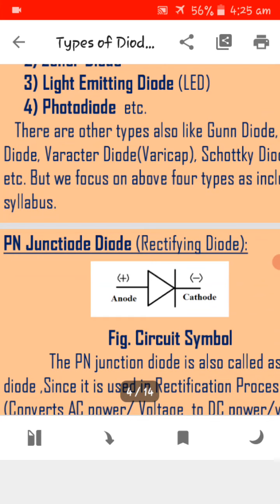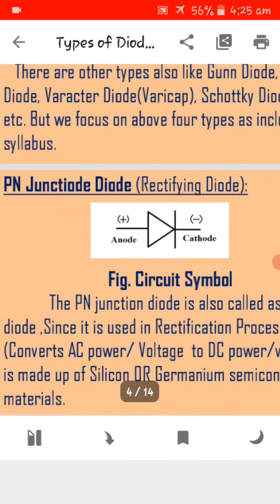So a rectifying diode is again a two-terminal device with P and N junction, P and N types of semiconductors, with terminals anode and cathode. This diode is also called the rectifying diode, since it is used for rectification purposes. So what is rectification? Converting AC power into DC is called rectification, and the circuit which converts the AC voltage or AC power to DC power is called a rectifier. In rectifiers these diodes are used, so it is called the rectifying diode.